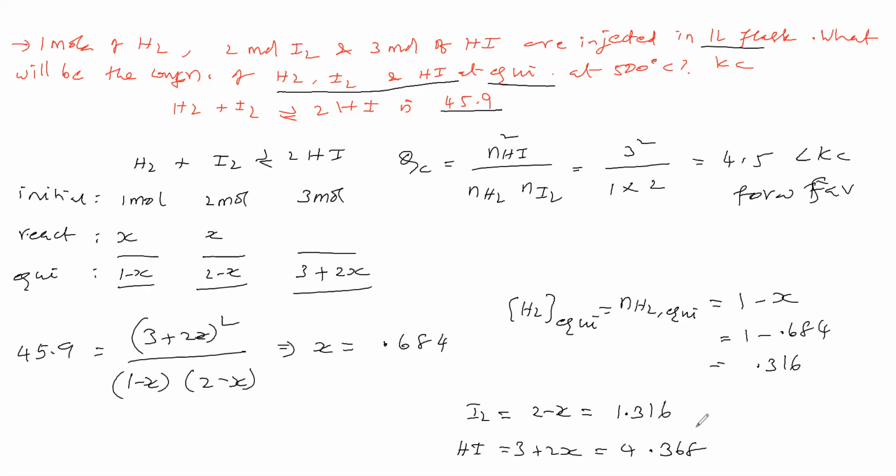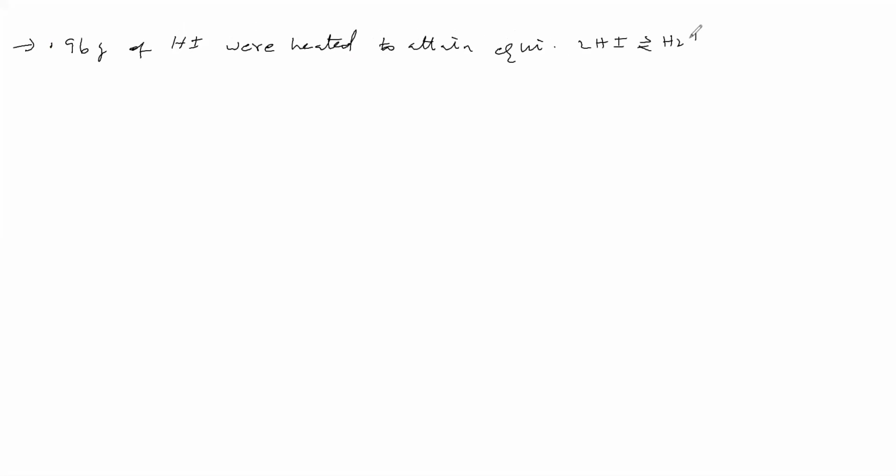Let us go for the next sum. 0.96 gram of HI, hydrogen iodide, were heated to attain equilibrium: 2HI gives H2 plus I2.